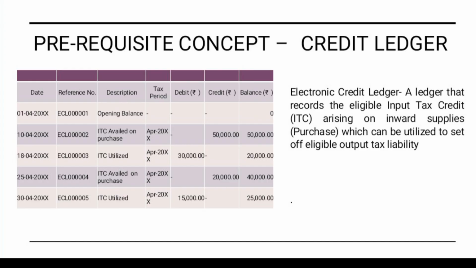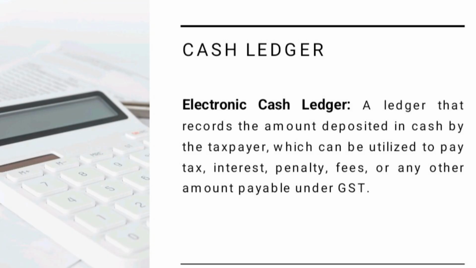Then the second thing is the cash ledger. There are two ways in which you discharge the liability, the cash component and ITC. So when you discharge the liability in the cash component, you must have a ledger in which you deposit the amount. When the amount is deposited, the cash ledger is credited. When you utilize it, the cash ledger is debited. Clear? It is a ledger that records the amount deposited in cash by the taxpayer, which can be utilized to pay tax, interest, penalty, fees or any other amount payable under GST.